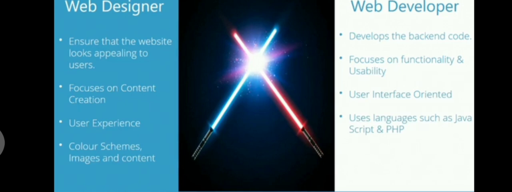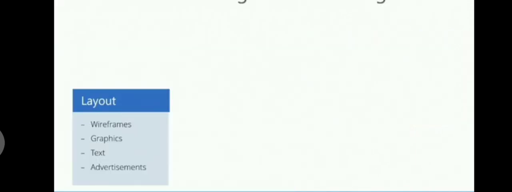Lastly, color schemes and images and content are within the realm of your web designers, and your web developers are going to use languages such as Java and PHP in order to write code that will make your site run efficiently. The next thing we want to cover is the 4 stages of web design.